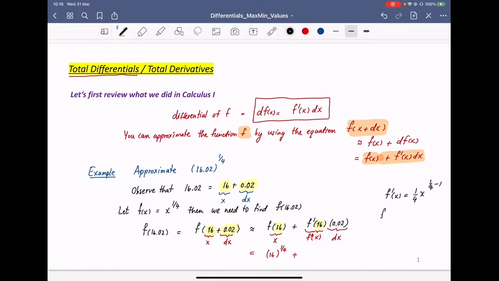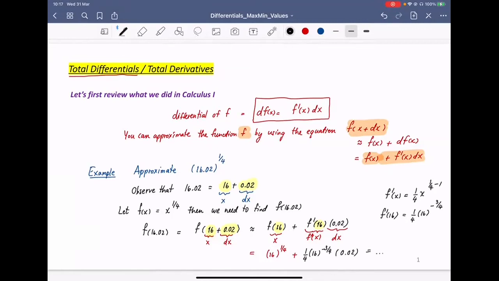And then when you plug in the number, f prime of 16, you're going to get 1 over 4, 16 to the negative 3 over 4, right? And then you just put it in here and then multiply by 0.02. Well, this is what you did in Cal 1, and we're not going to compute this thing again, but this is the idea.